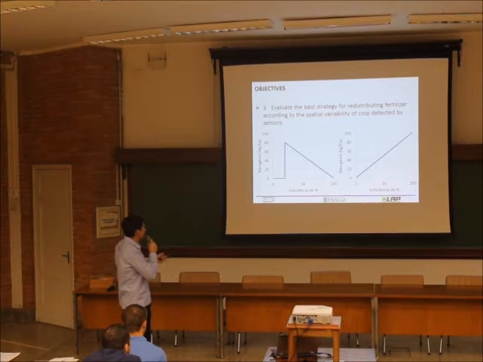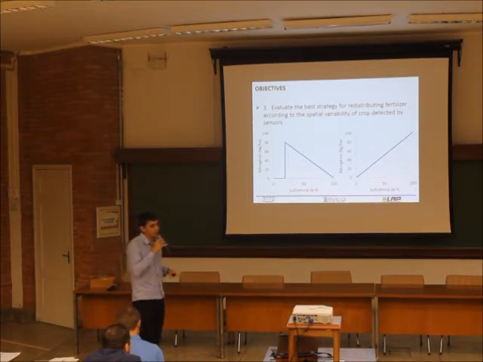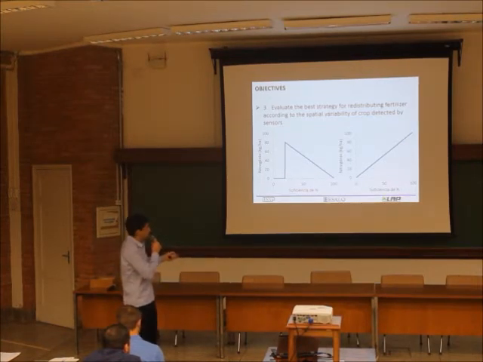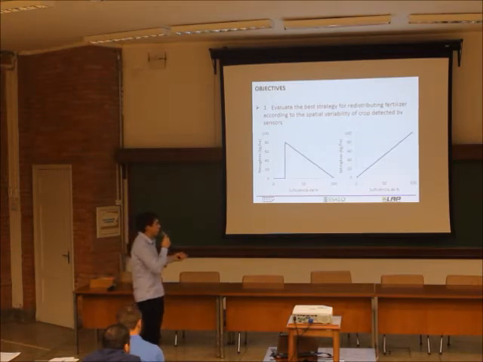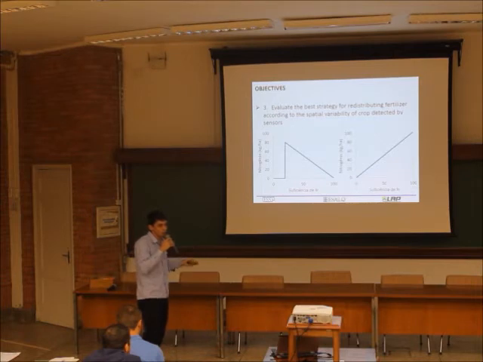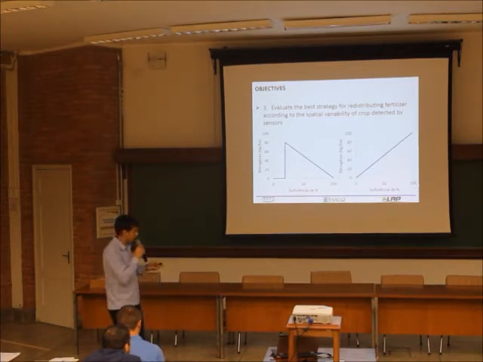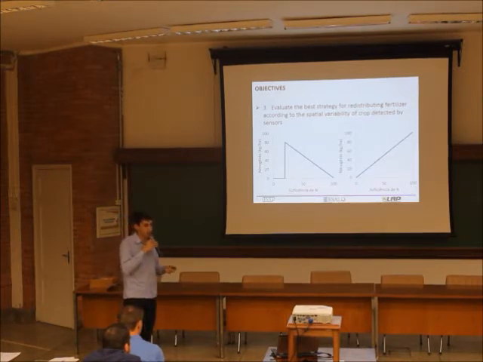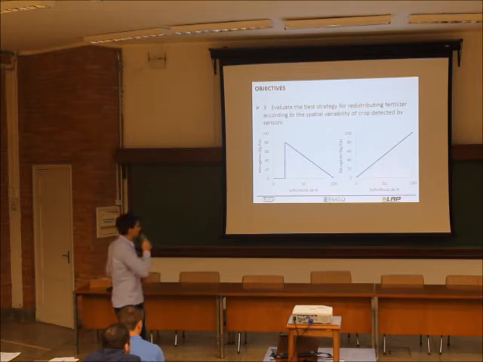One says that if the sensor readings are low, the plant needs more nitrogen. The other says that if the sensor readings are higher, the yields will be greater, so we need more nitrogen. We are testing that, and we are also thinking about quadratic forms and other ways to redistribute the nitrogen.